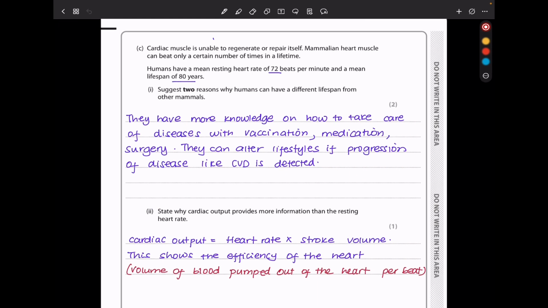In part C, cardiac muscle is unable to regenerate or repair itself. Mammalian heart muscle can beat only a certain number of times in a lifespan. Humans have mean resting heart rates of 72 beats per minute and a mean lifespan of 8 years. Suggest 2 reasons why humans can have a different lifespan from other mammals. This is mainly because humans have technology and there is a conscious decision to make life changes. So I say they have more technology on how to take care of diseases with vaccination, medication, and surgery. They can also alter their lifestyles if progression of disease, like CVD, is detected.